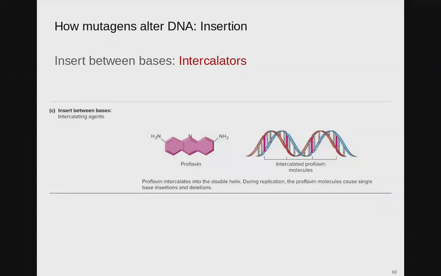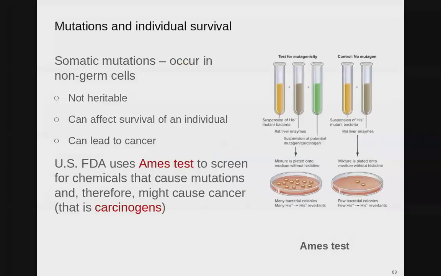In addition, we can have mutagens insert into our genomes. Inserting between bases is done by intercalators. I believe I've said that right. So in this case, we have proflavin, which intercalates into the double helix during DNA replication. Proflavin causes single base insertions and base deletions. So if you're hit with a mutagen such as proflavin here, it can essentially weasel its way in between your DNA bases, causing single base pair insertions to occur.